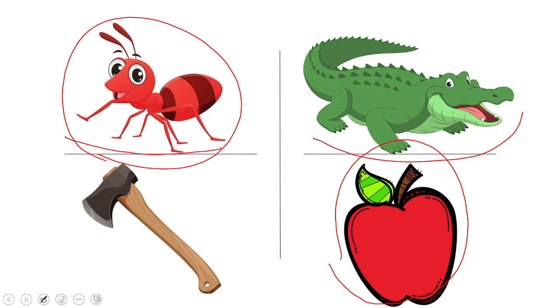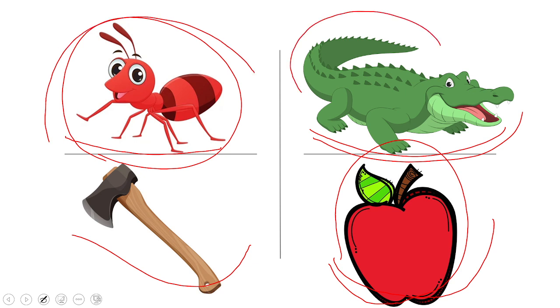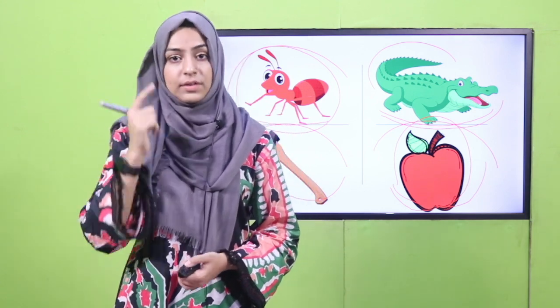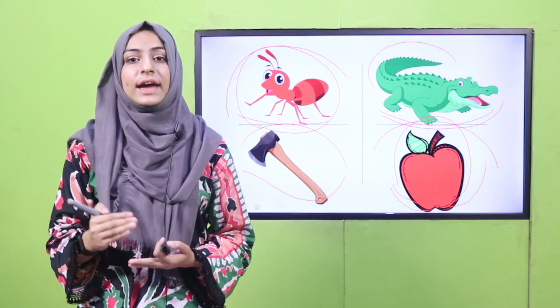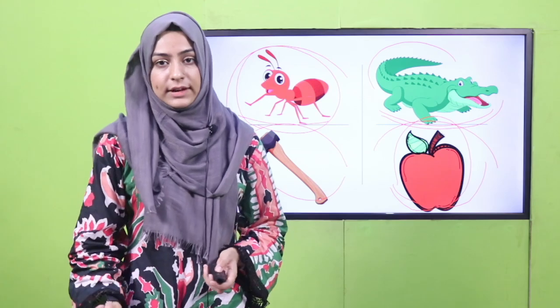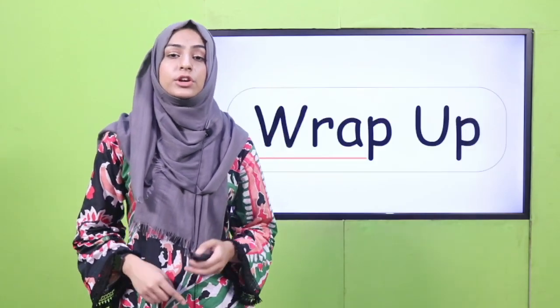I'm going to repeat the sounds. Ant. Alligator. Axe. And apple. Did you notice that all of them are starting with the same sound? Okay, so remember this sound, that is ant, apple, alligator, axe. So this was a lesson. We are done. Now we are going to have a quick recap of the things that we have done today.